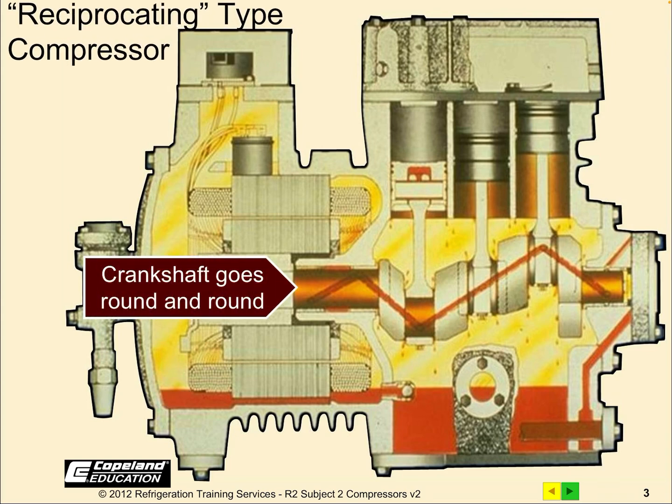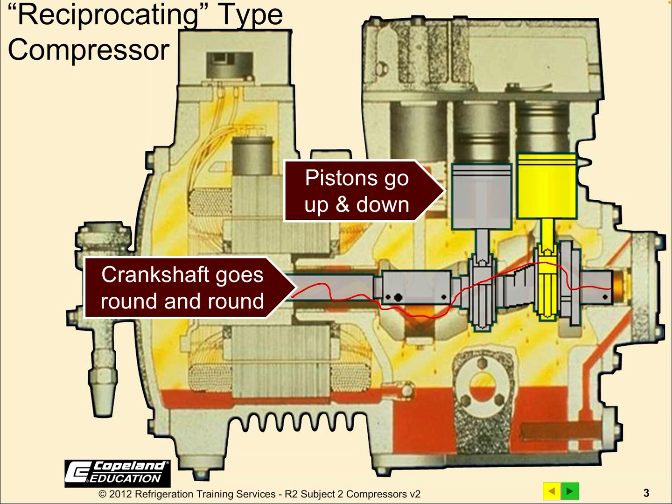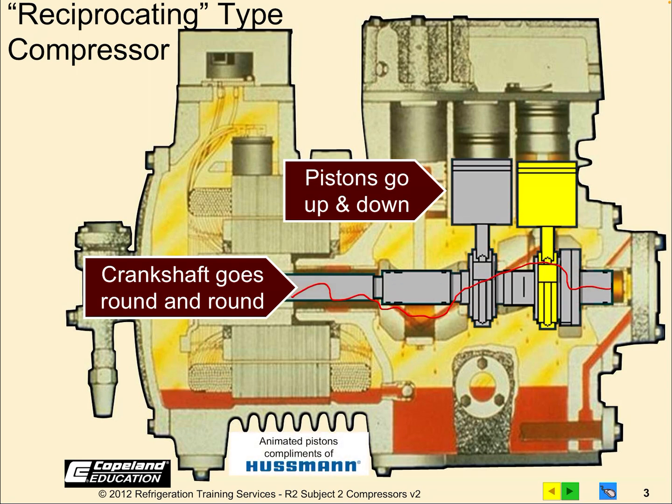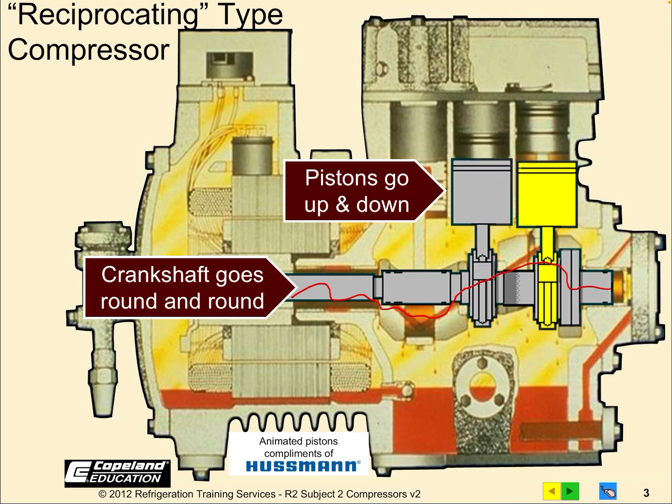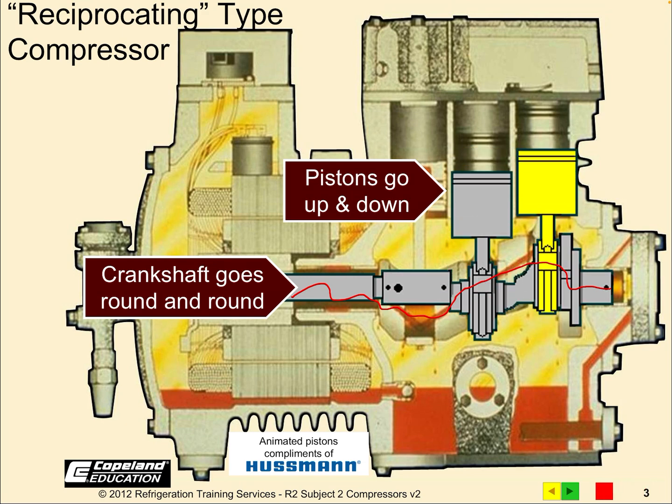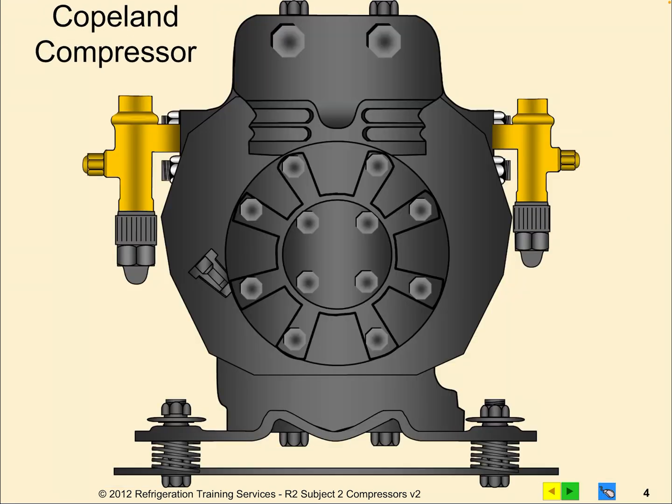Here we are looking at a recip type crankcase. It looks a lot like an inline engine to some extent. The crankshaft goes round and round, and you have concentrics on these compressors. The pistons are going to be moving up and down to illustrate what's happening in there. And of course, every cylinder would be going up and down. At least that's what it's supposed to do.